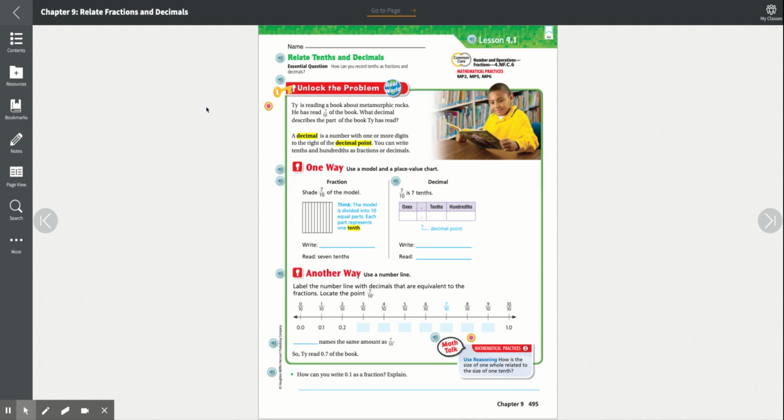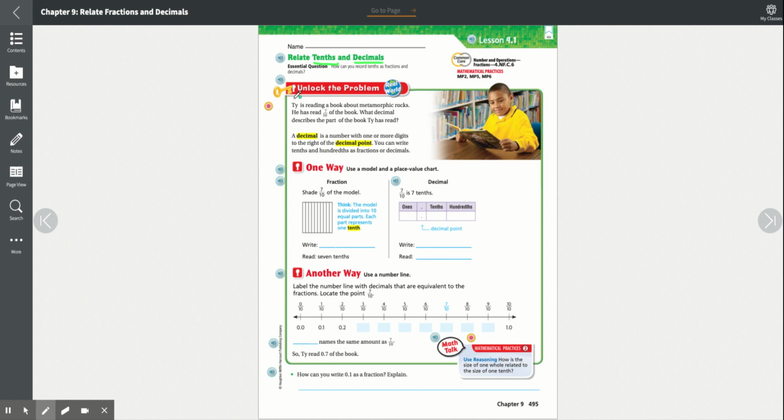Today's lesson is lesson 9.1, so it's a brand new chapter that we're beginning. And this lesson is all about relating tenths and decimals. So far, this language should sound familiar to you because we've already learned about tenths and you've seen decimals. So now we're going to show how to show the same information with tenths and decimals.